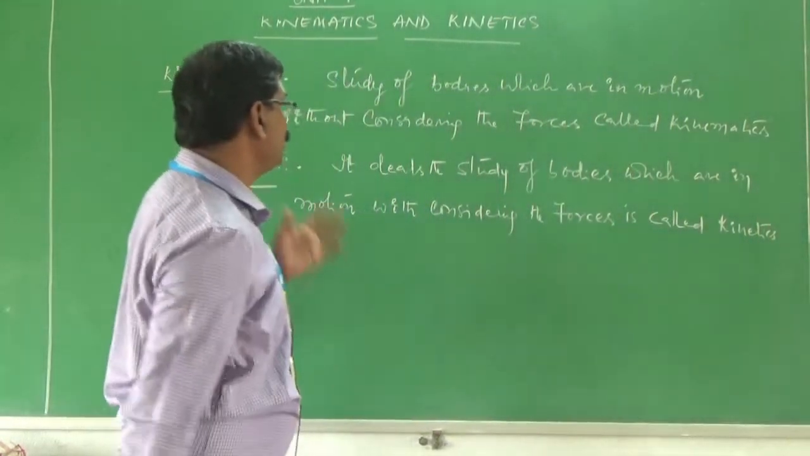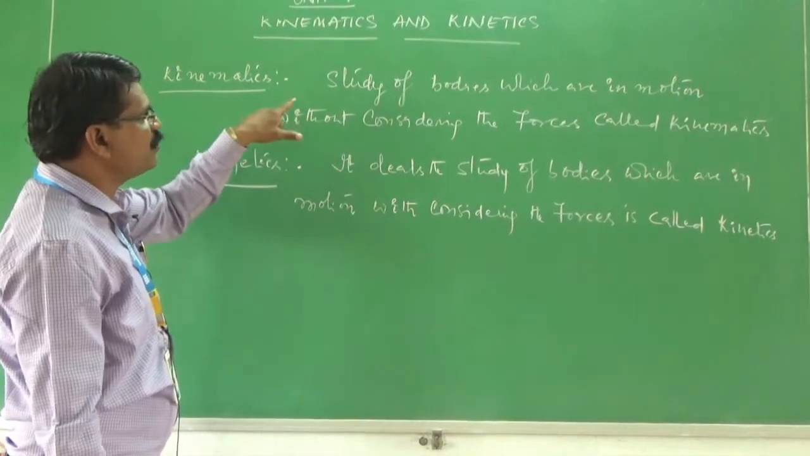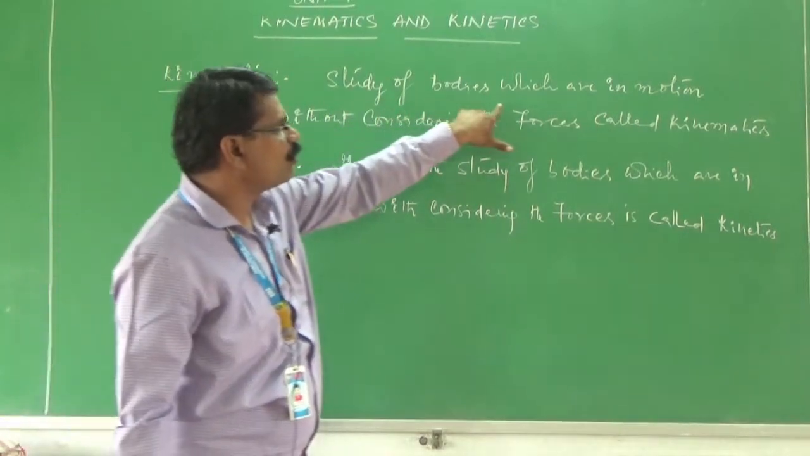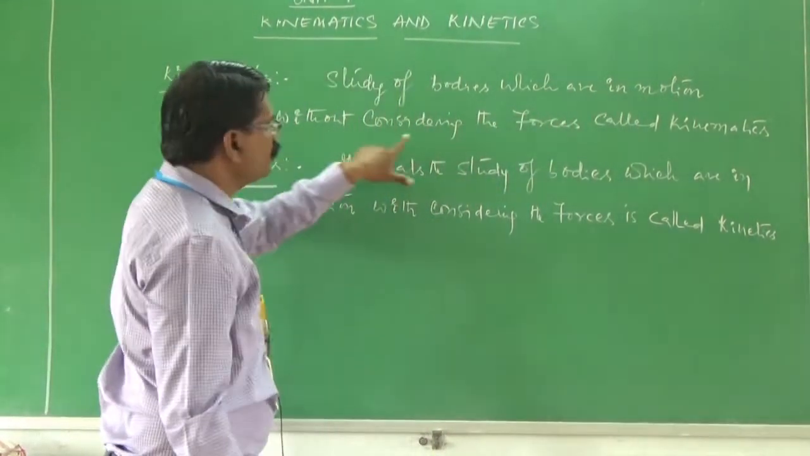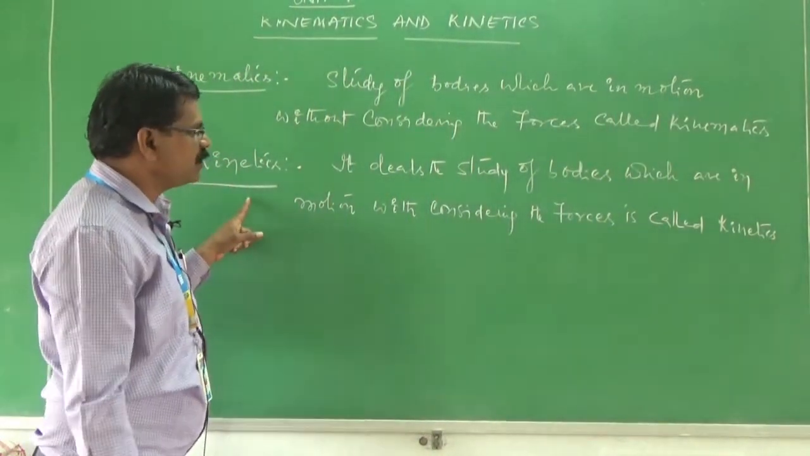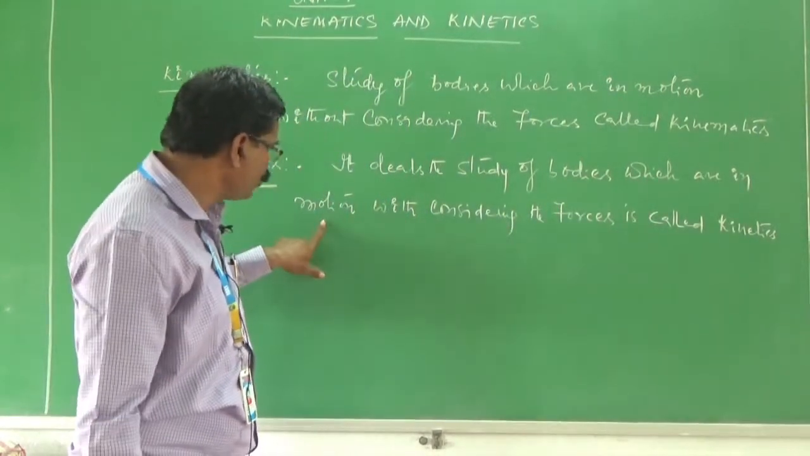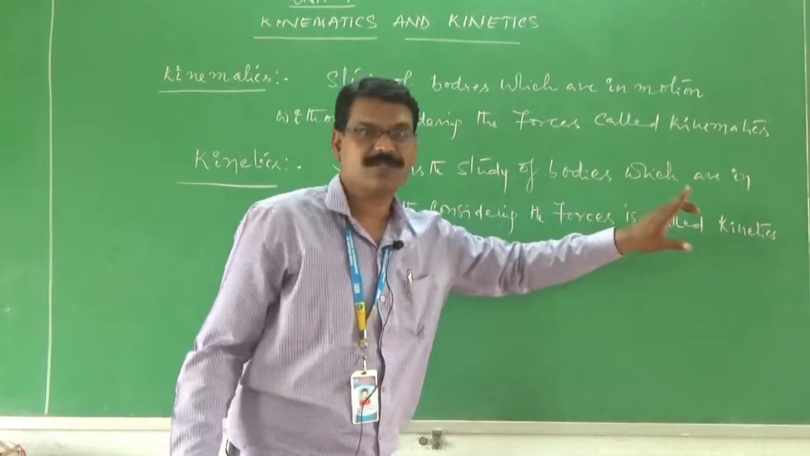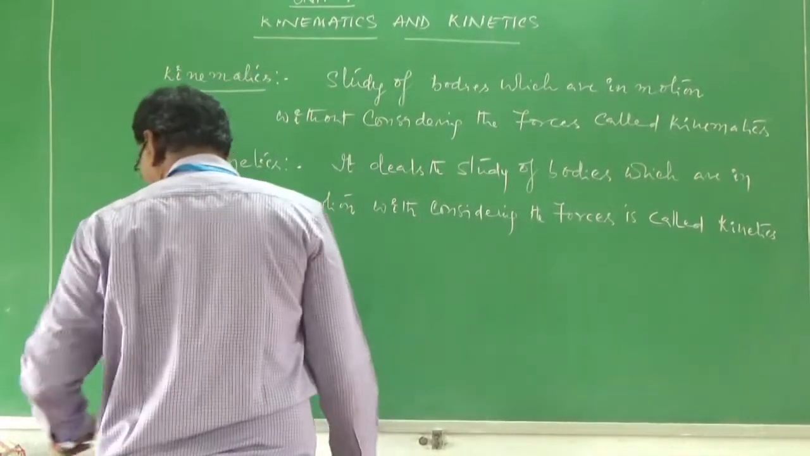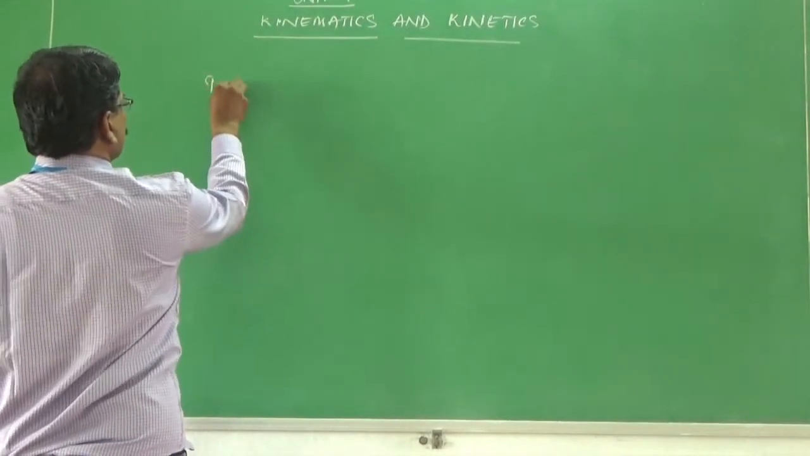Now, after knowing the definitions of kinematics and kinetics, let us repeat once again. Kinematics deals with the study of bodies which are in motion without considering the forces. Whereas kinetics deals with the study of bodies which are in motion with considering the forces. Now, we are going to enter into the types of motions. Let us see this. Types of motion.